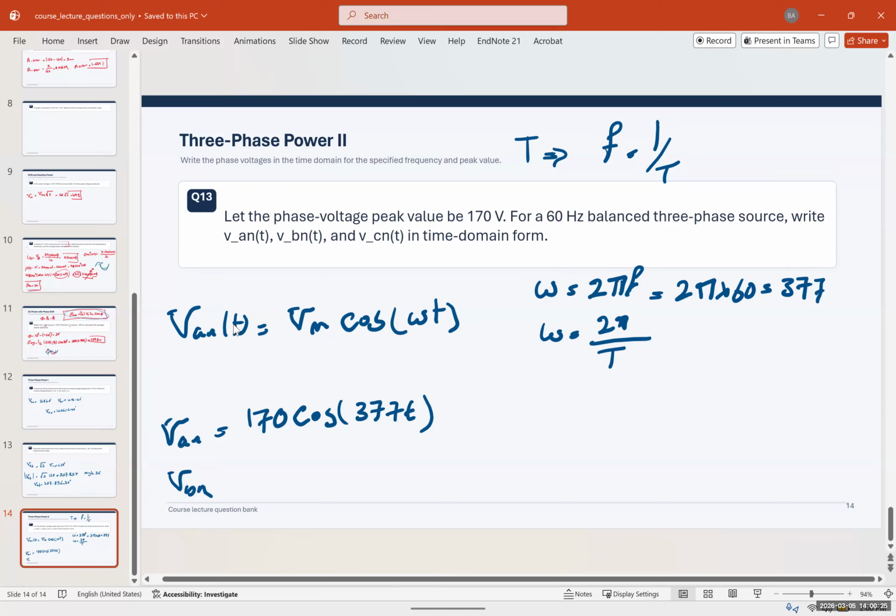VBN would be the same, but plus or minus 120 degrees. So 377 t. And VCN is going to be again the same thing, 377 t minus 240 degrees. So all of them are the same, just the phase shift.